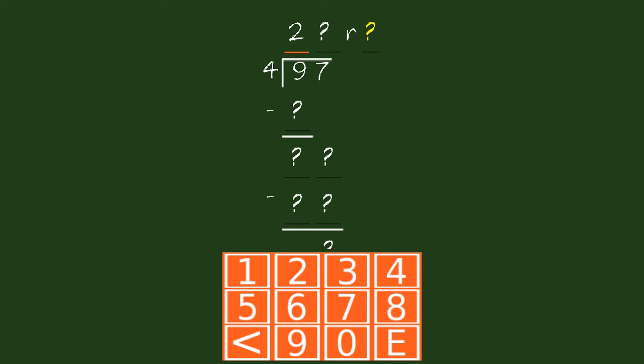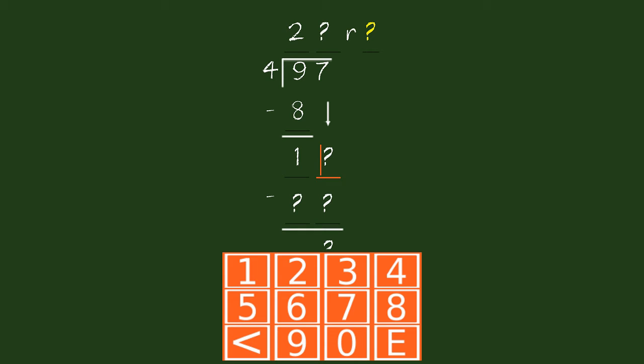Now multiply 4 times 2 in your head. 4 times 2 equals 8, so touch the question mark under the 9 and the 8 on the keyboard to put an 8 there. Now subtract 9 minus 8 in your head. 9 minus 8 equals 1, so touch the question mark down here and put a 1 on the keyboard to put the 1 there. After entering the 1, the app puts an arrow under the 7 to indicate we need to bring the 7 down here beside the 1 to make 17.